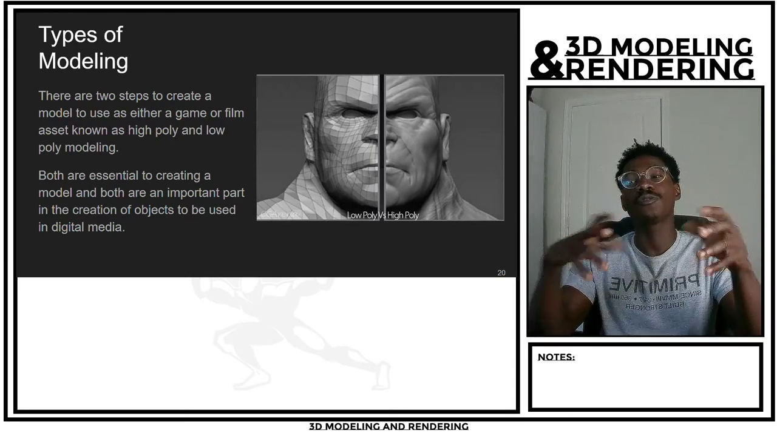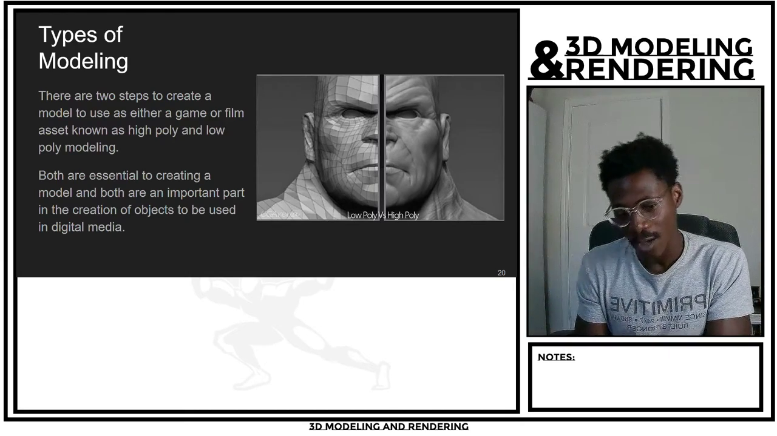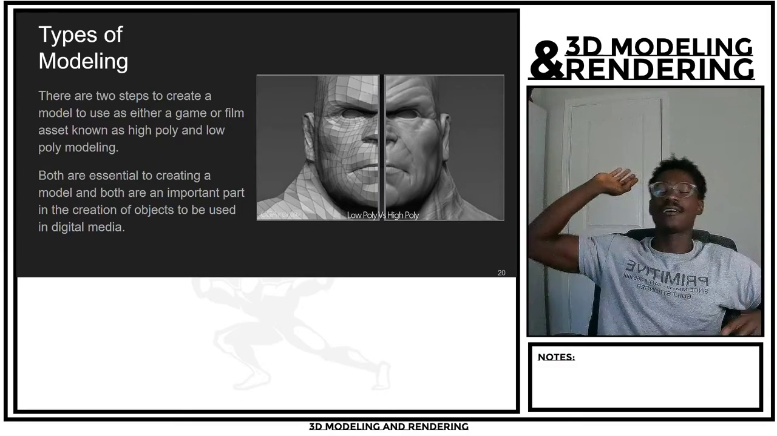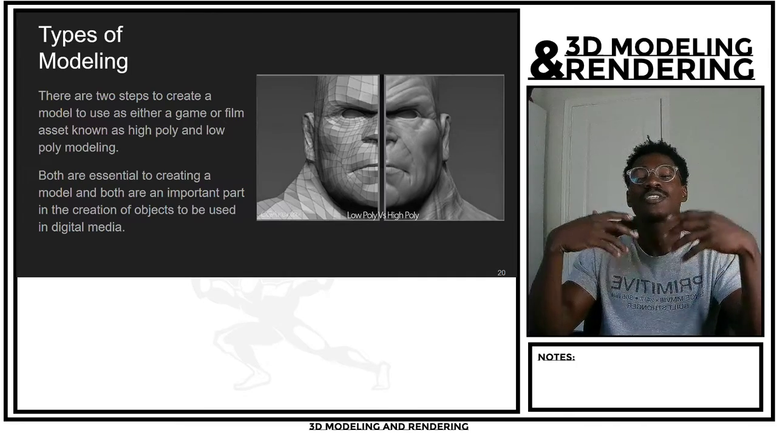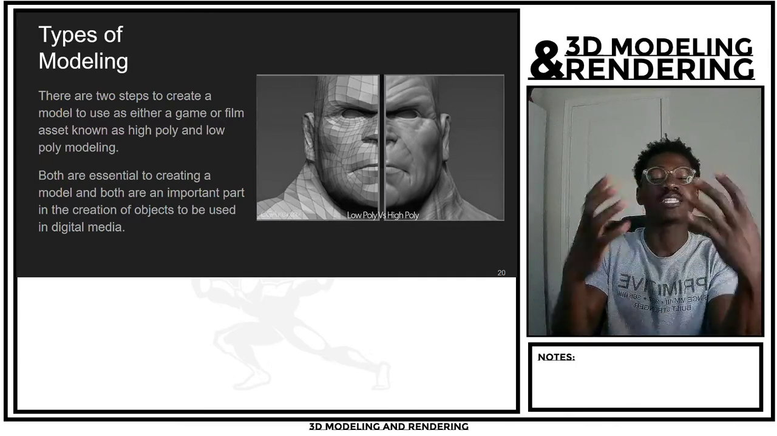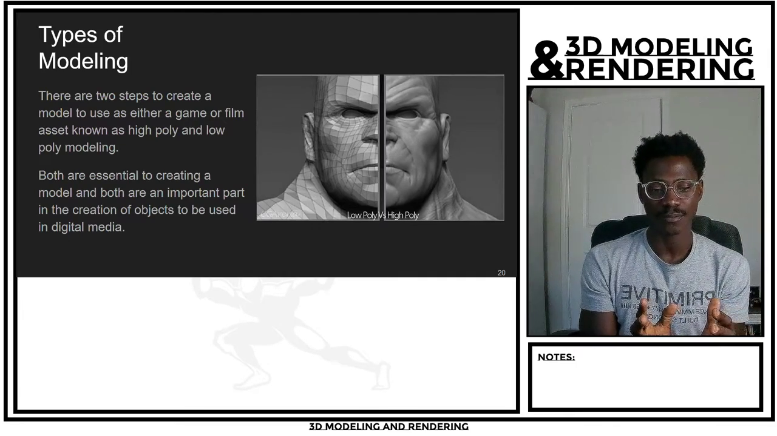So that's what they're doing. They're using this high poly model to do all the mind-bending stuff, like when he's bending back and dodging bullets and stuff like that. That stuff is the effect of a high-poly CG model.